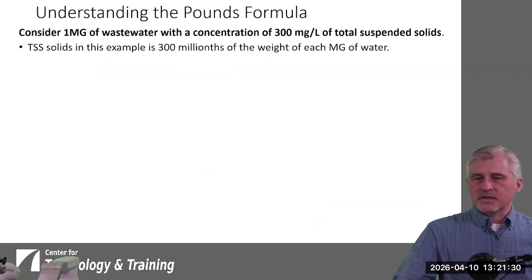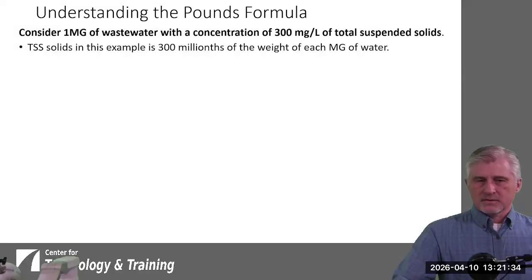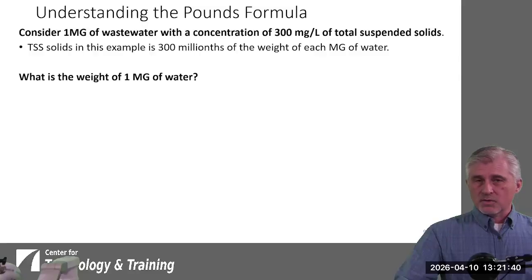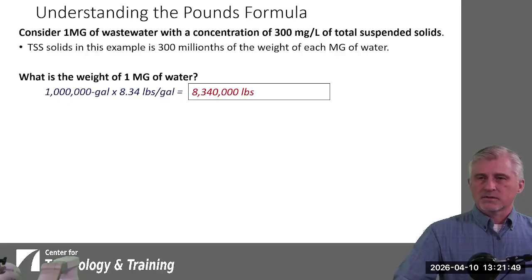The total suspended solids is 300 millionths of the weight of each million gallons of water. So what is the weight of a million gallons of water? We can find that by multiplying a million gallons by 8.34 pounds per gallon, and we'll end up with a number of pounds. We do that, and we get 8,340,000 pounds, and that's how much a million gallons of water weighs.